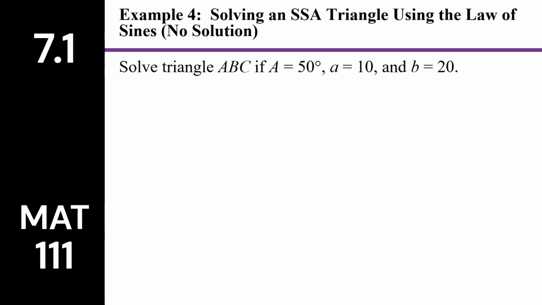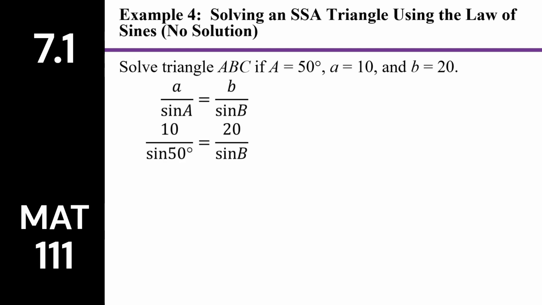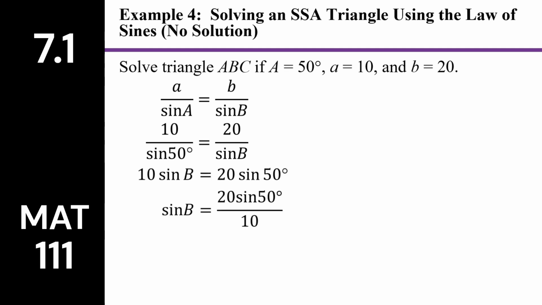In example 4, we have two sides and the angle opposite one of those sides. Because we only have one angle, we can't use the technique of starting by finding all the angles, so we'll use the law of sines. We set up the values that we know, and we can solve this for the sine of B. We cross multiply and divide by the coefficient, and we have sine of B isolated.